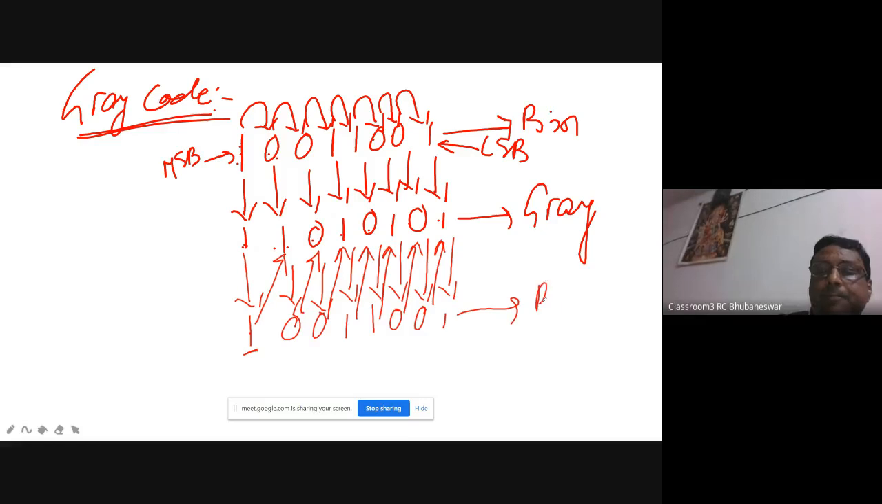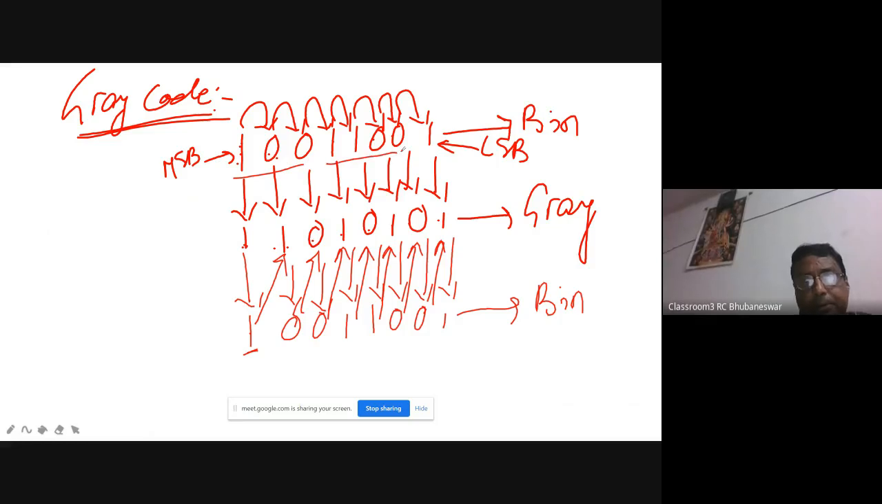This is in binary. If you see the number of bits in gray, you'll get the same number of bits in binary. What was the previous value? 1001100 1. Have you understood?